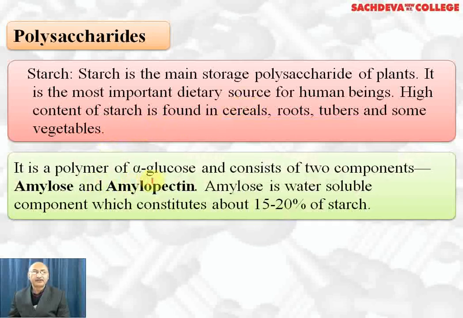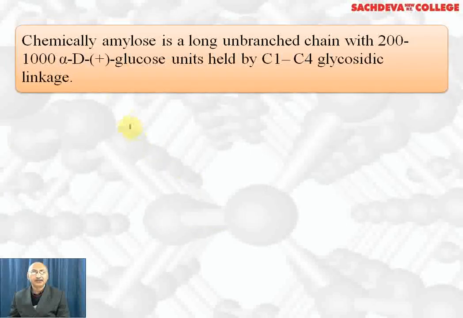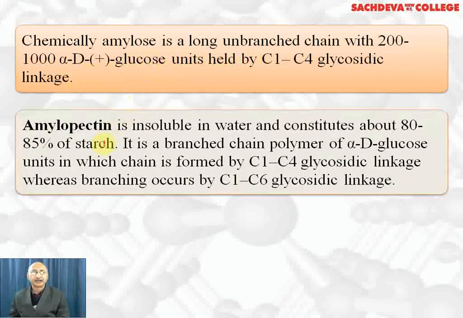Starch is a polymer of alpha glucose and consists of two components. One is amylose, another is amylopectin. Amylose is a linear and water-soluble component which constitutes about 15 to 20% of the starch. Amylose is a long chain, unbranched, with 200 to 1000 alpha D glucose units held by C1 and C4 glycosidic linkage.